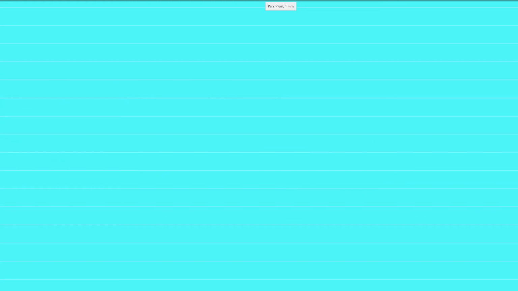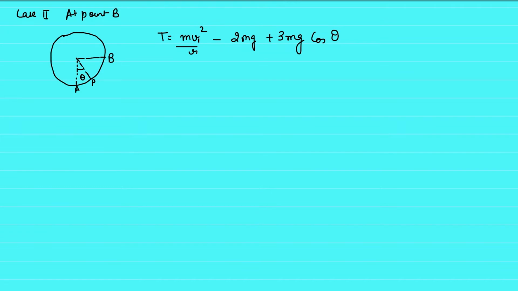Now let's find the value of tension at point B. Now at point B, the string is in horizontal position for a moment. So theta in this case will be equal to 90 degrees. So if I put the value of theta as 90 in the expression for tension, let's see what we get. So tension at point B will be equal to mv1 square by r minus 2mg, because we know that cos 90 is 0, so we won't be getting anything from the third term. So this is the value of tension at point B.